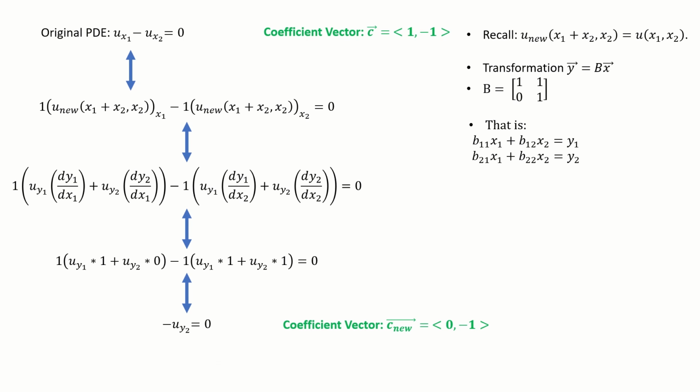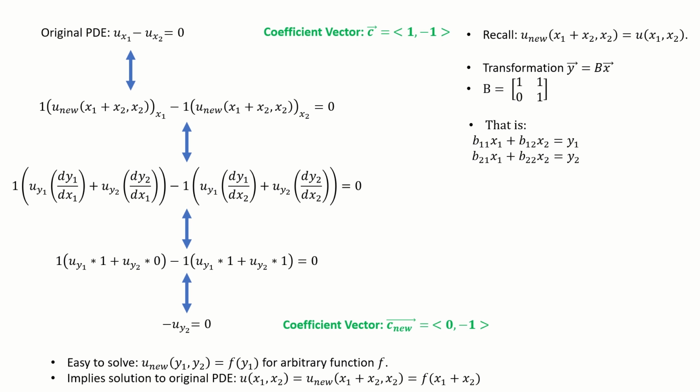Notice that this PDE is easy to solve. The solution is just f of y1 for an arbitrary function f. Remembering how our original function is defined in terms of a composition of the transformed function, this tells us that the general solution to our original PDE is an arbitrary function of the sum of x1 and x2. Interestingly, notice that the coefficient vector for our transformed PDE is just B times the original coefficient vector, where B is our transformation matrix.